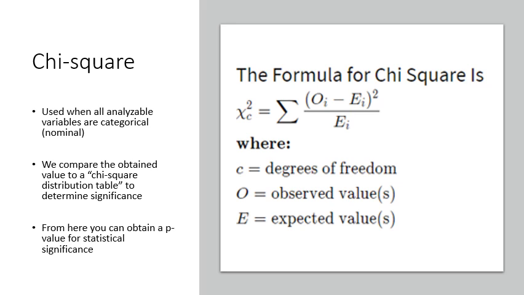So a chi-square is used when all analyzable variables are categorical. We compare the obtained value to a chi-square distribution table to determine the significance. And you can look up what a chi-square distribution table is from Google. You might have one in the back of your book. I'm not too sure, but overall you can find these on Google. And from here, you can obtain a p-value of statistical significance.